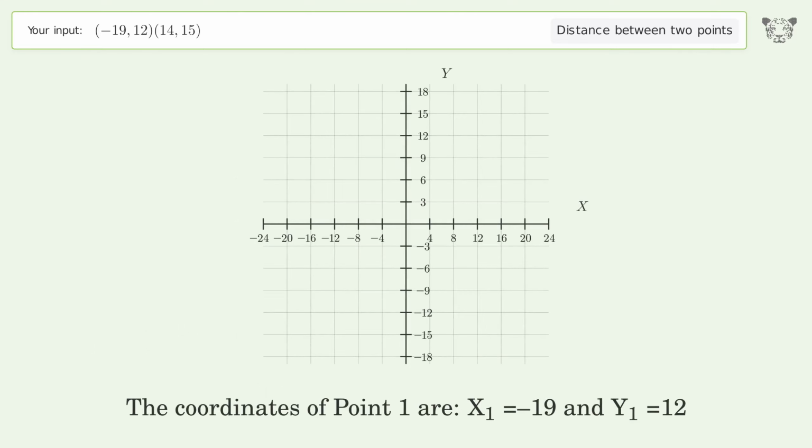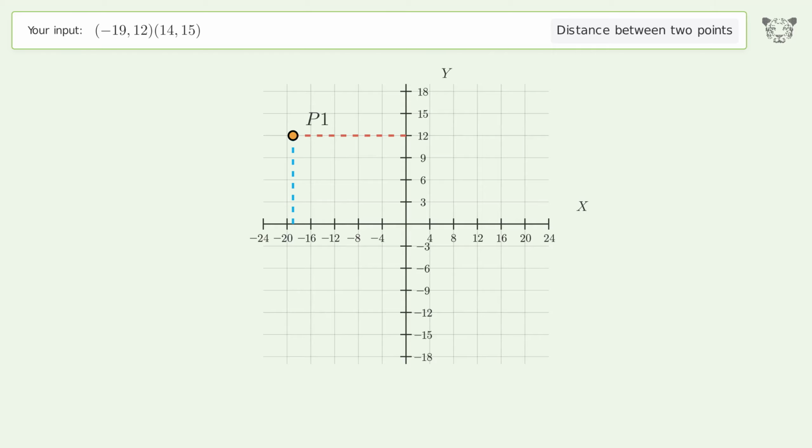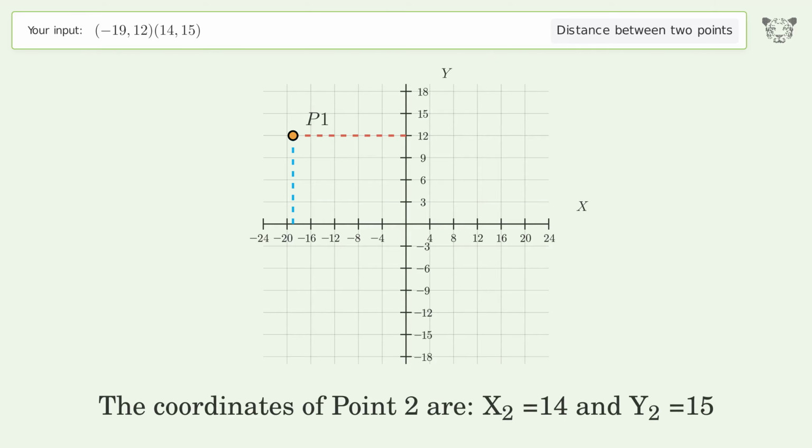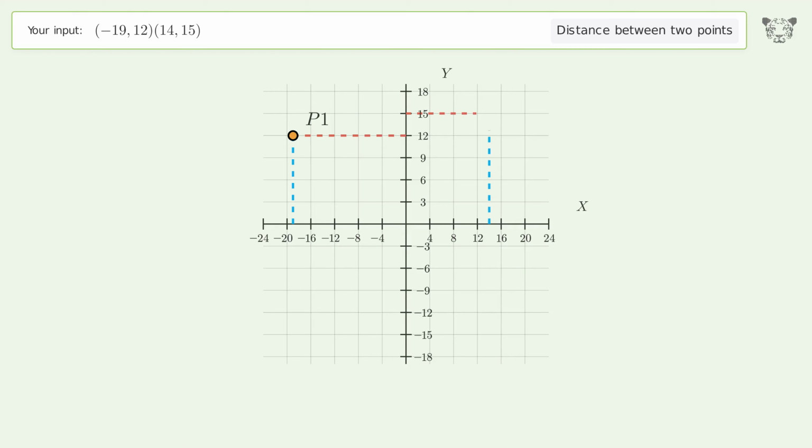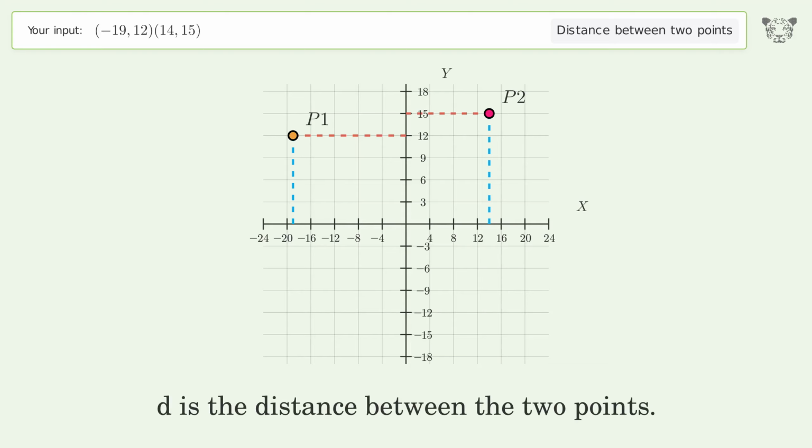The coordinates of point 1 are x1 equals -19 and y1 equals 12. The coordinates of point 2 are x2 equals 14 and y2 equals 15. D is the distance between the 2 points.